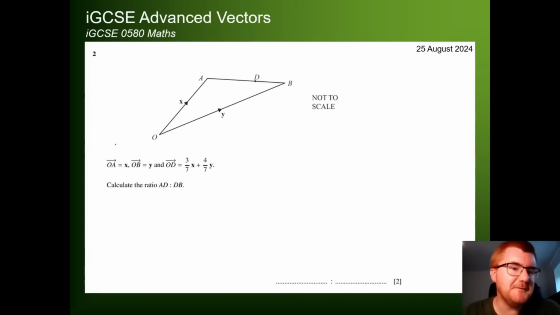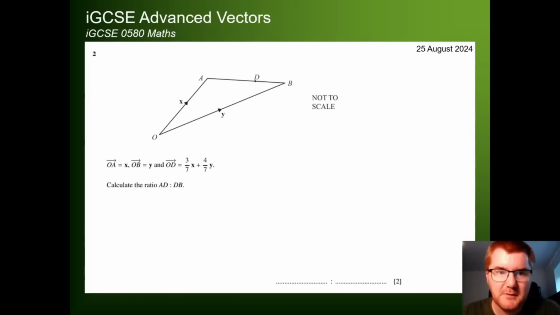Right, on to question 2 here. So they like their position vectors, yeah? OA and OB. So we're given that X and Y. And OD, so the vector O to D, is equal to 3/7 X plus 4/7 Y. And we need to calculate the ratio A to D and D to B, kind of backwards to some of the questions we're going to see today.